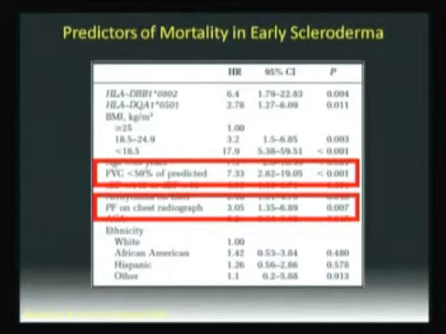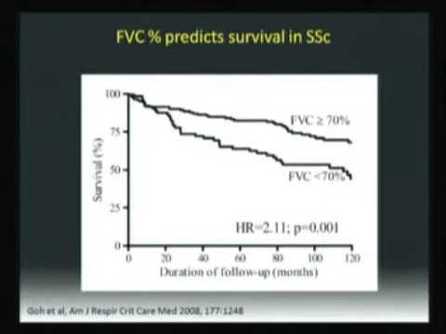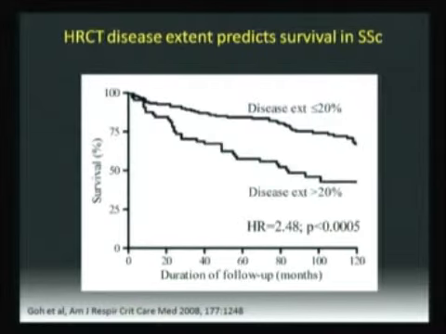You know, the predictors of mortality in scleroderma are FVC and the extent of pulmonary fibrosis on chest radiograph. FVC percent predicts survival in scleroderma. So again, lung function is extremely important in this patient. And when I see patients managed by rheumatologists, they don't take any lung function, I'm really worried about that, because they cannot predict the prognosis of these patients.